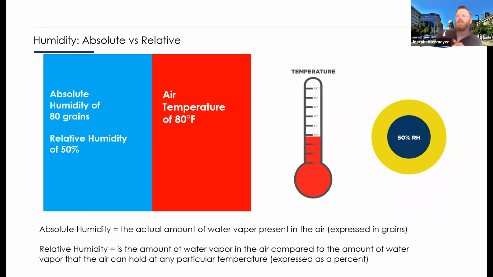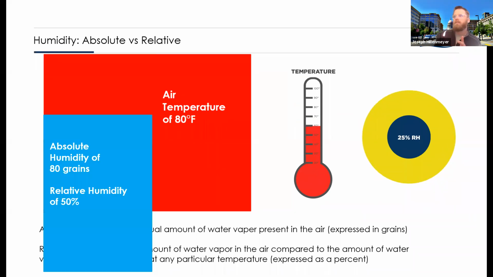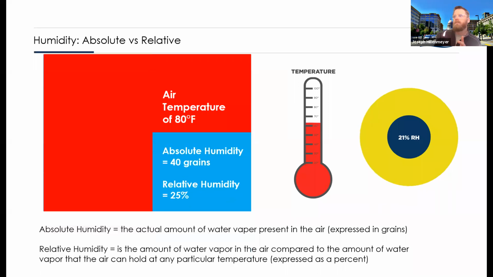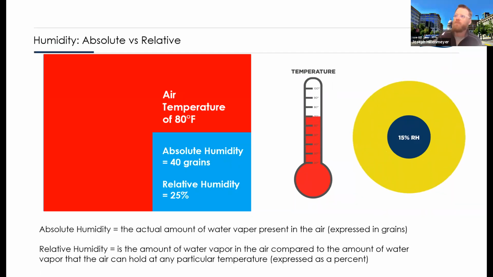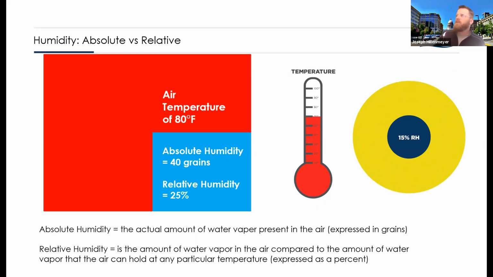If you reduced the absolute humidity of that air, so if what you did was remove moisture from the air, down to a relative humidity of 25%. You haven't changed the temperature, but you have removed moisture, so you've lowered the relative humidity. That's because absolute humidity is the actual amount of water vapor that's present in the air, and it's expressed in grains. On the other side there, what we're showing is that you can also manipulate RH with temperature.